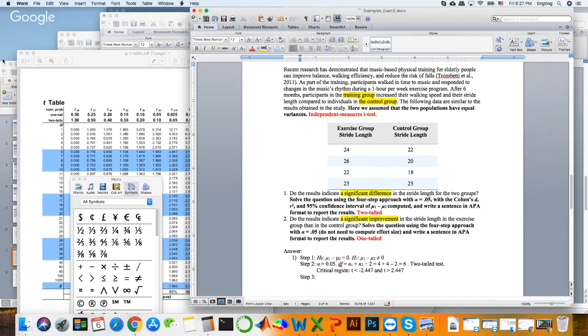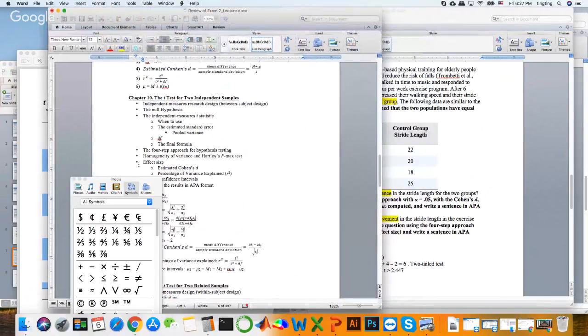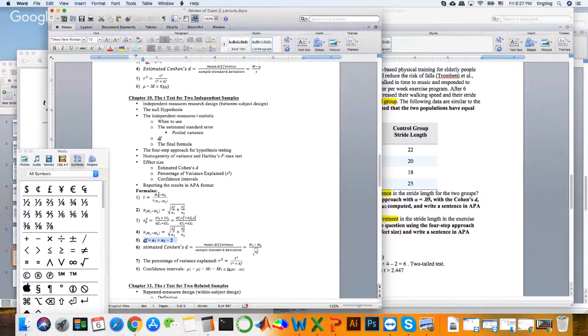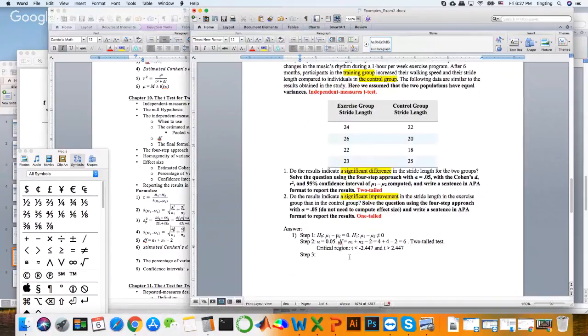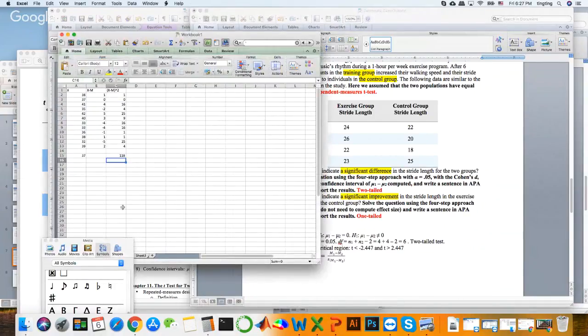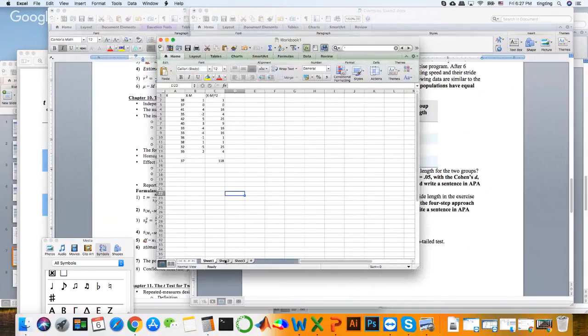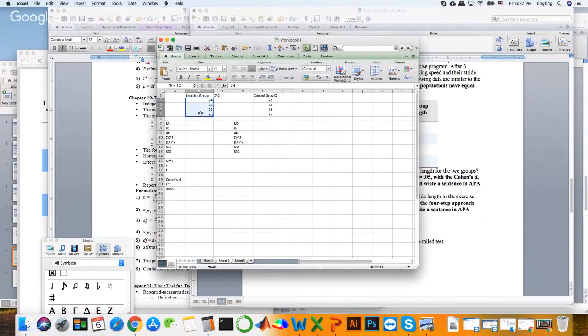That's step 3. We need to compute the t-score. How to compute the t-score? Let's use this formula. It means we need to compute M1, M2, and s(M1 minus M2). We don't know any of them, so we need to do the computation. Here I use Excel to save time. I have all the information typed in.